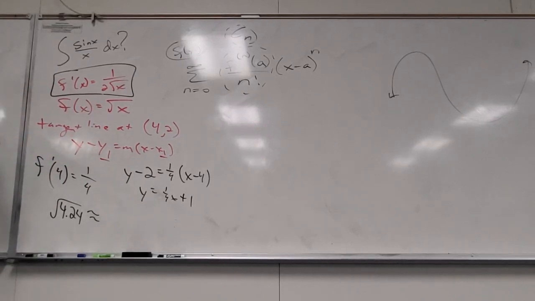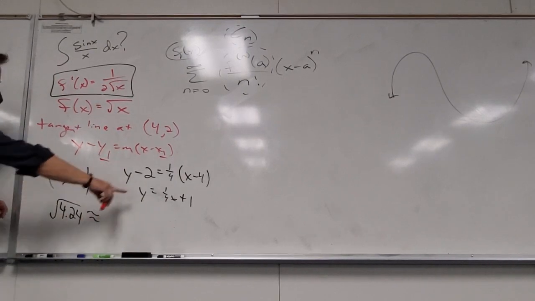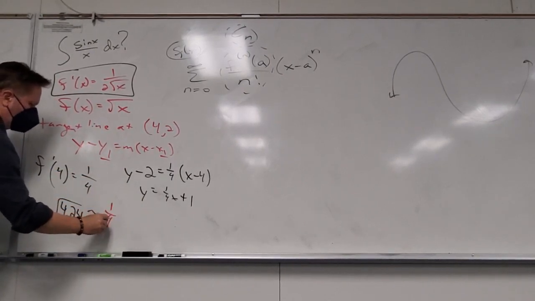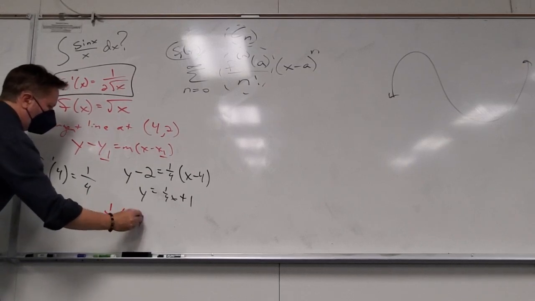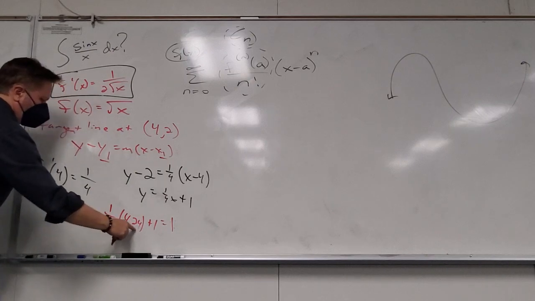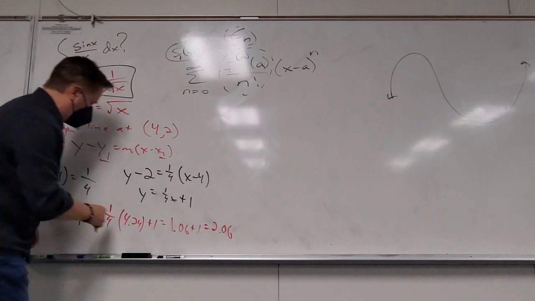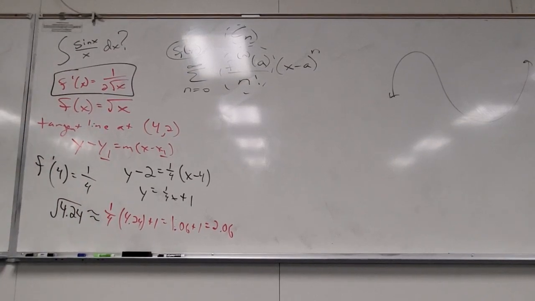Okay, is everybody with me? So we did linear approximations. You can throw something in. So if I put a 4.24 in, you can actually do this without a calculator. 1/4 of 4.24 plus 1. 4 goes into 4 once. 4 goes into 0.24, 0.06 times. So I get 2.06. Can somebody tell me what's the square root of 4.24?